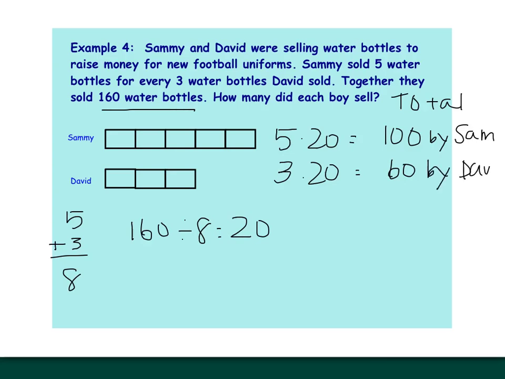Notice that still maintains the ratio that was described, 5 to 3. And if I add that total, 100 plus 60 is 160. So that satisfies the other part of my problem. It asked how many did each boy sell, so my final answer is that 100 were sold by Sam and 60 were sold by David.